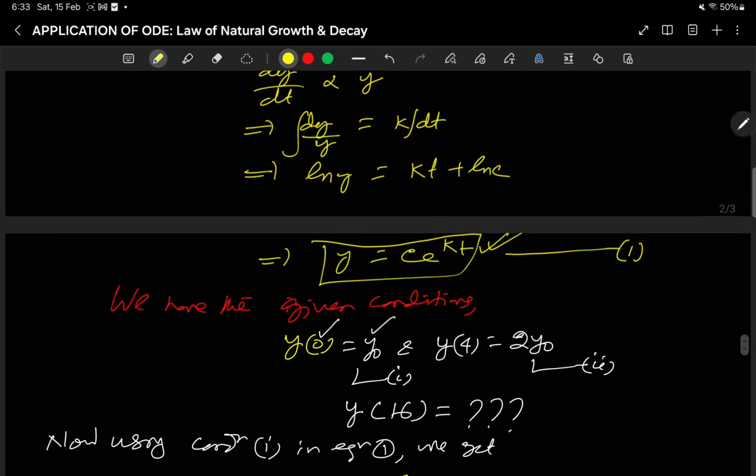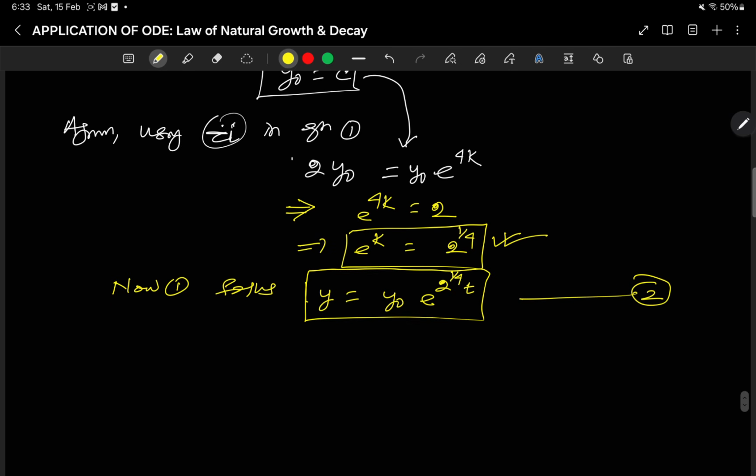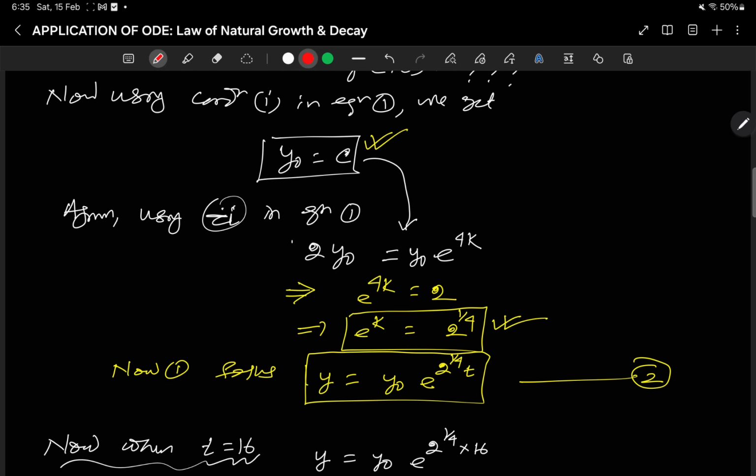Here we substitute the value of e to the power k and the value of c. Instead of e to the power k, we may substitute only k. No issue. Now when t is equal to 16, we have to find the amount after 16 hours. Here y is equal to y0 e to the power 2 to the power 1 by 4 into 16. Actually it is e to the power kt, which means e to the power k, whole to the power t.